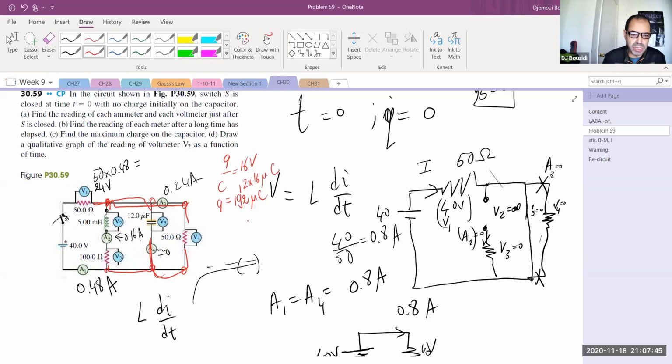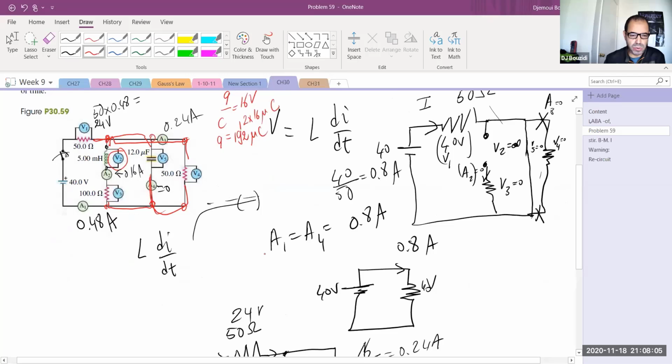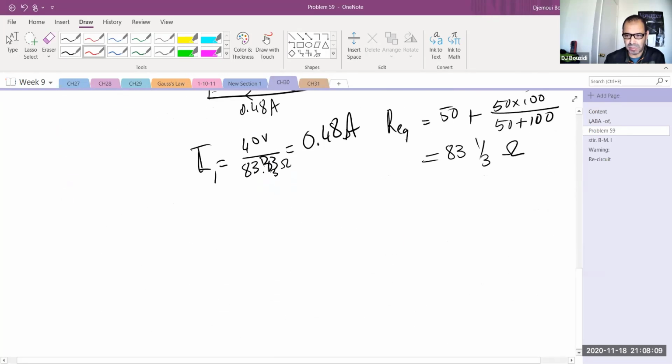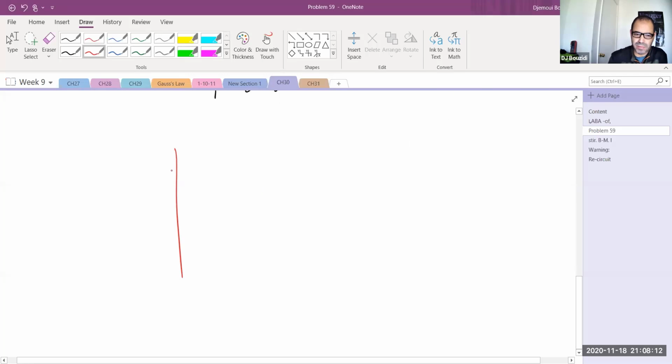Draw a qualitative graph of the reading of voltmeter V2 as a function of time. V2 is the voltmeter in here. So as a function of time, remember initially it had basically no current in it. I'd rather draw the current in there. I know this question is a little bit weird, so I'm going to draw the current instead. By the way, everything we do in class is also required for your next exam.